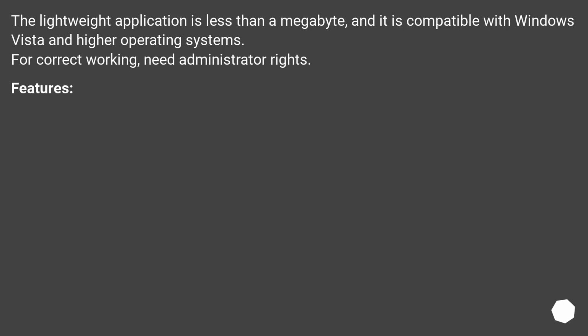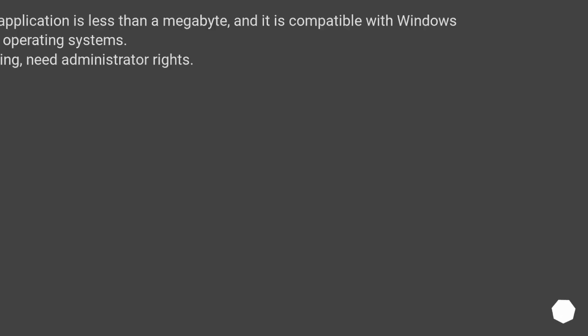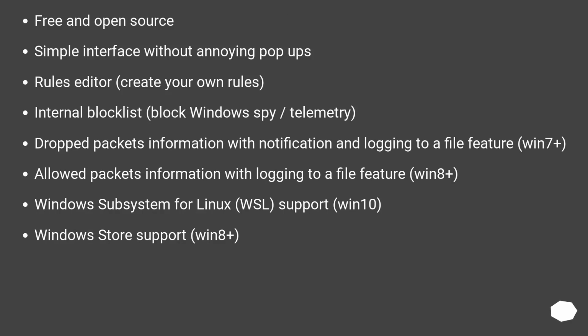Features. Free and open source. Simple interface without annoying pop-ups. Rules editor, create your own rules. Internal block list, block Windows spy and telemetry. Dropped packets information with notification and logging to a file feature, Win7+. Allowed packets information with logging to a file feature, Win8+. Windows Subsystem for Linux, WSL, support, Win10. Windows Store support, Win8+.